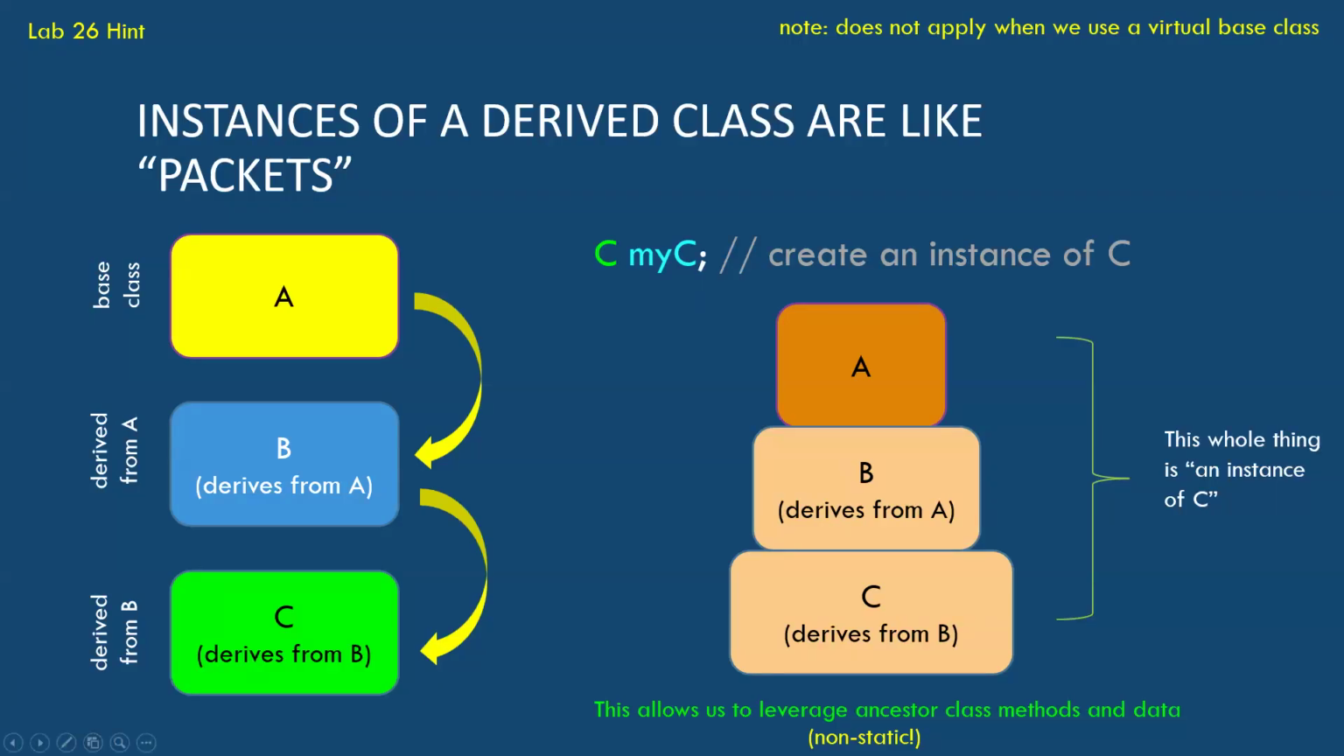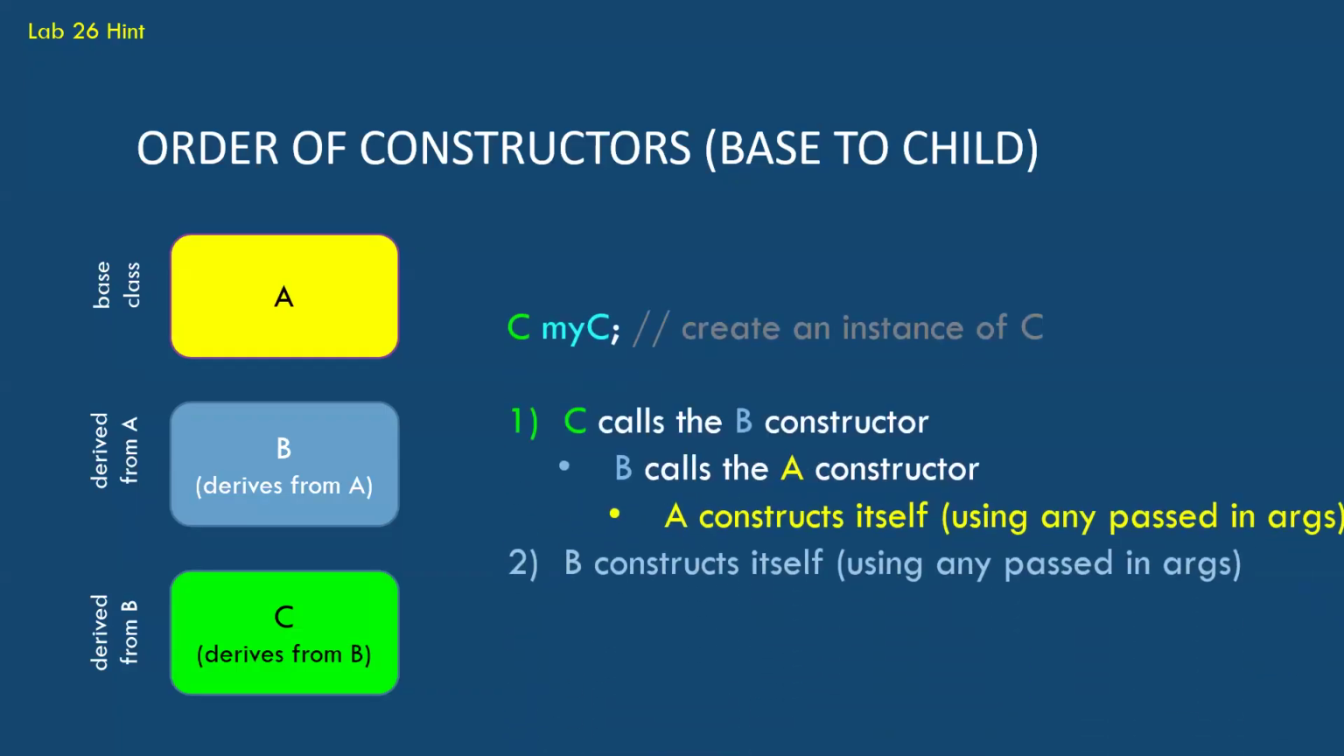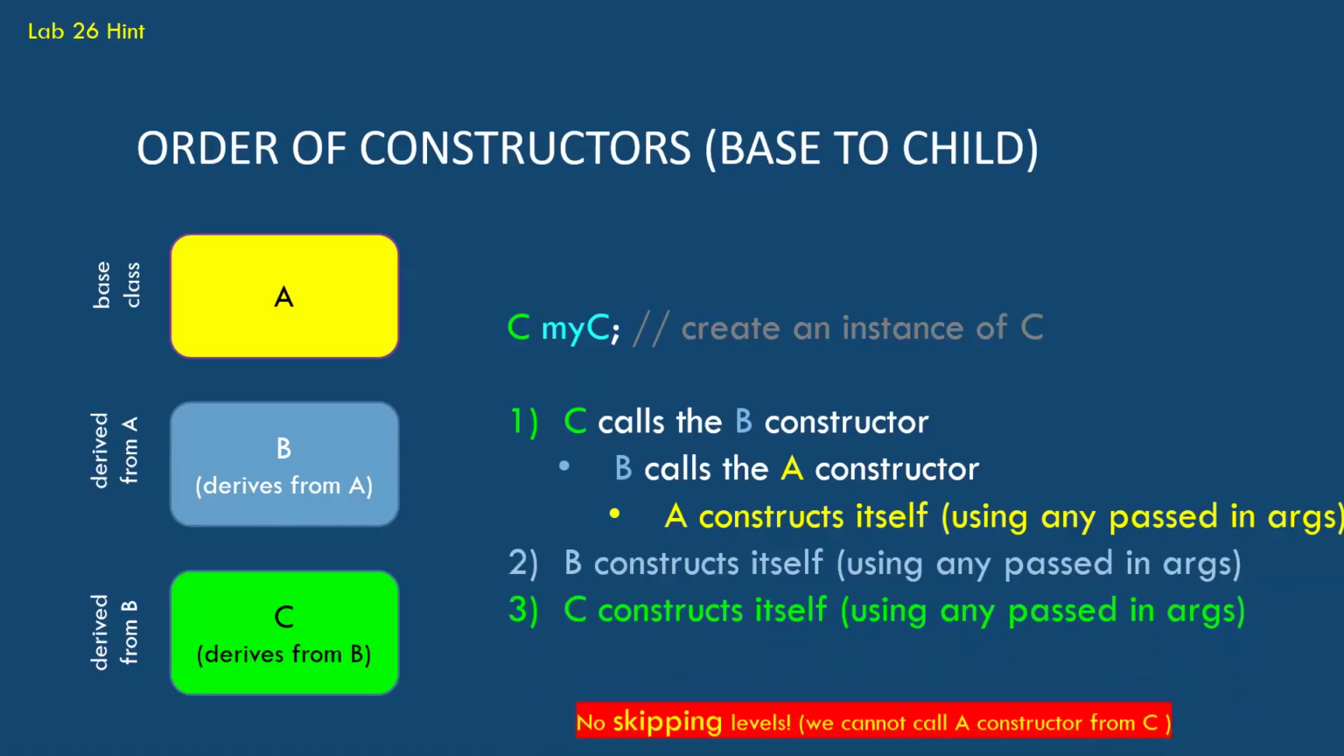And so these are non-static. Last week we talked about things staying in the factory. Well, these are in the box with the instance. So every instance of a derived class in C++ has all of the ancestor classes traveling along with it. Our order calls the B constructor, which calls the A constructor, and then A constructs itself. Then B constructs itself, and then C constructs itself.